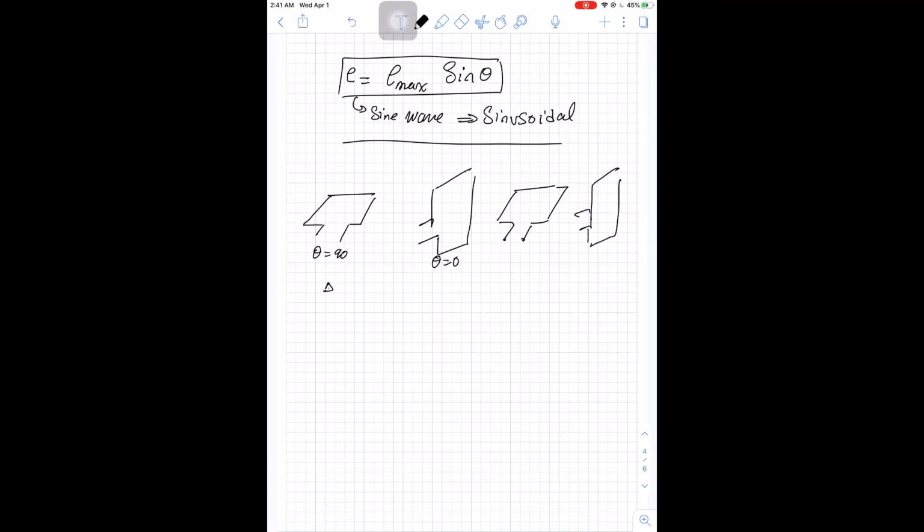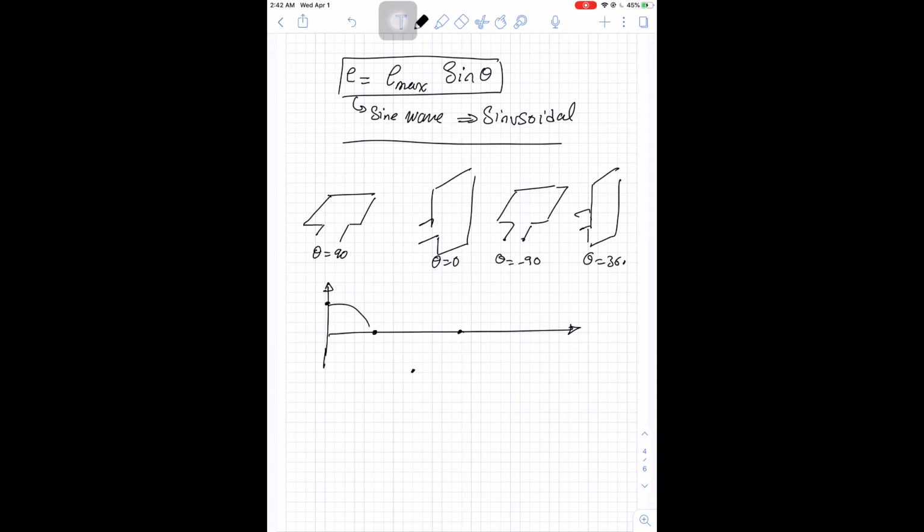So if we need to sketch how the voltage changes with the angle, at the beginning when theta is 90, your voltage is maximum. And then when theta is 0, the voltage will be 0. Then when theta is negative 90, your value will be negative V max. Then when theta equals 360, your voltage will go back to 0.